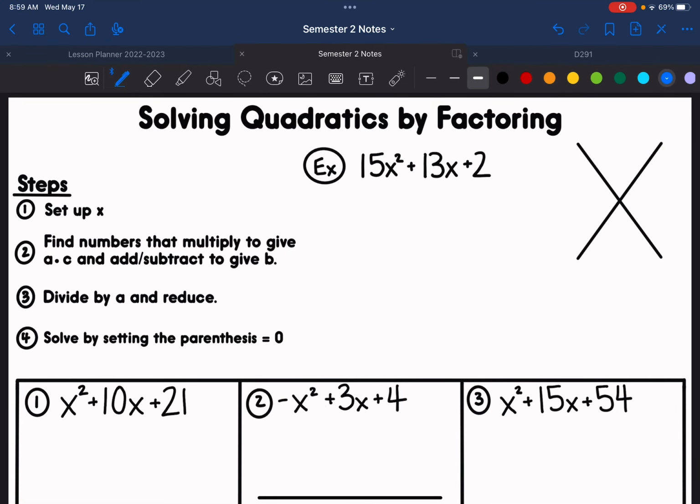All right, hello people. So today we are going to talk about solving quadratics by factoring. All right, so we've talked about factoring before back in topic 7. It's the same deal, just with like one extra step.